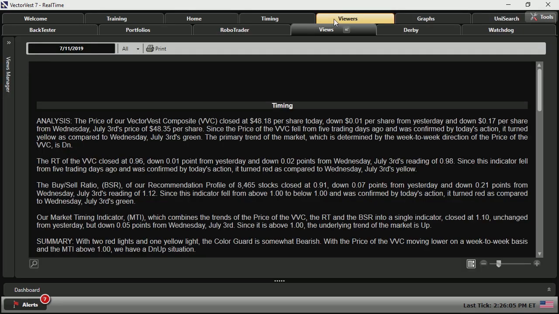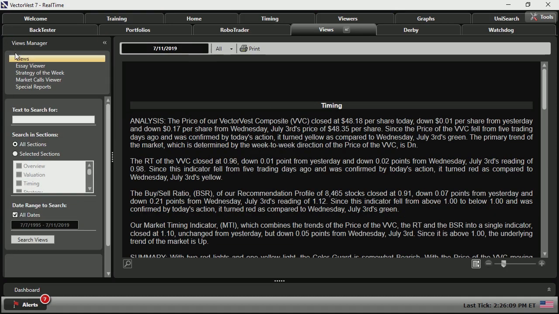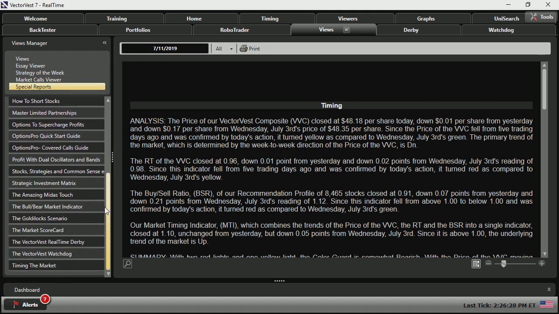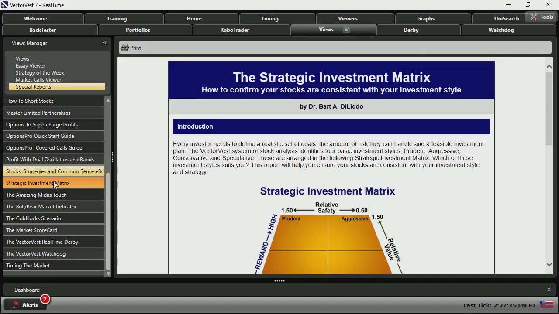views, and opening up the views manager on the left-hand side of the screen, you get an option for special reports. And in the special reports, there's one specifically that we would like to highlight today, and that's the strategic investment matrix. This is where we show you how to quantify the nature of your actual investing, so that way you can make sure it matches up with your own investing goals.